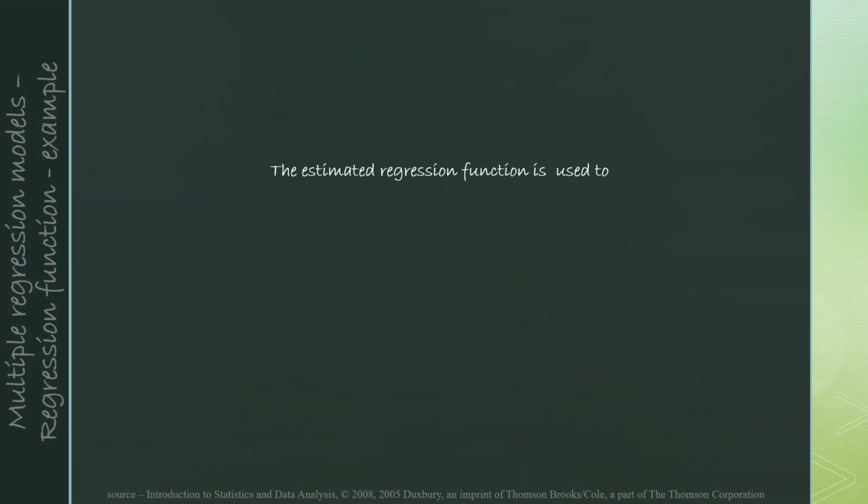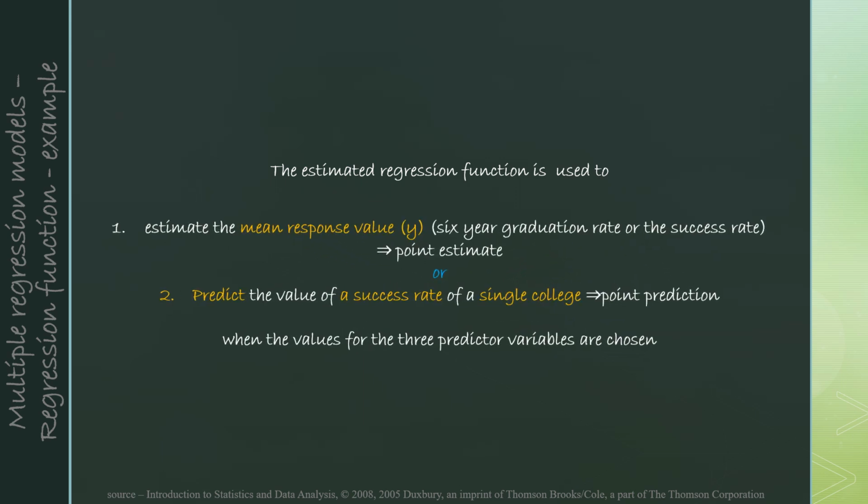As discussed in the case of simple linear regression, the estimated regression function is primarily used to estimate the mean response value y, in this case the 6-year graduation rate or the success rate, which is also called the point estimate, or predict the value of a success rate of a single college, also called the point prediction, when the values of the three predictor variables are chosen.